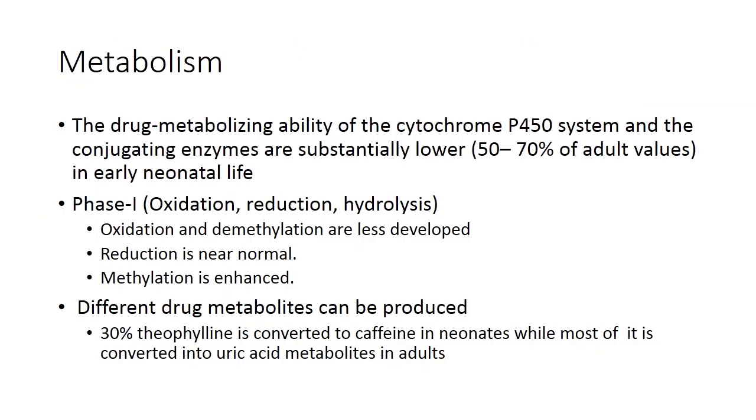The drug metabolizing ability of the cytochrome system and conjugating enzymes is substantially lower in neonatal life compared to adults, and therefore the rate of metabolism varies. Phase 1 metabolism includes oxidation, reduction and hydrolysis. Among these, oxidation and demethylation are less developed. Reduction is nearly normally developed, whereas methylation is enhanced in neonates. Different drug metabolites can also be produced because of these changes.